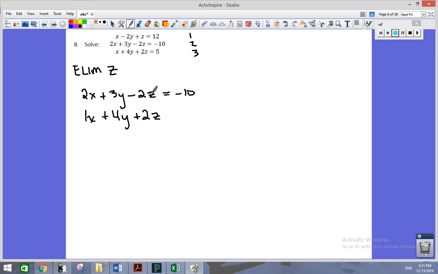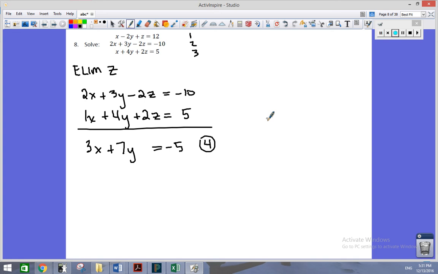I can see that the coefficient in front of z is equal and opposite. That's why I chose these, because now when I add these together, the z is going to cancel. Here I have 3x's. Here I have 7y's. The z's cancel. Negative 10 plus a positive 5 is negative 5. I'm going to call this equation 4.